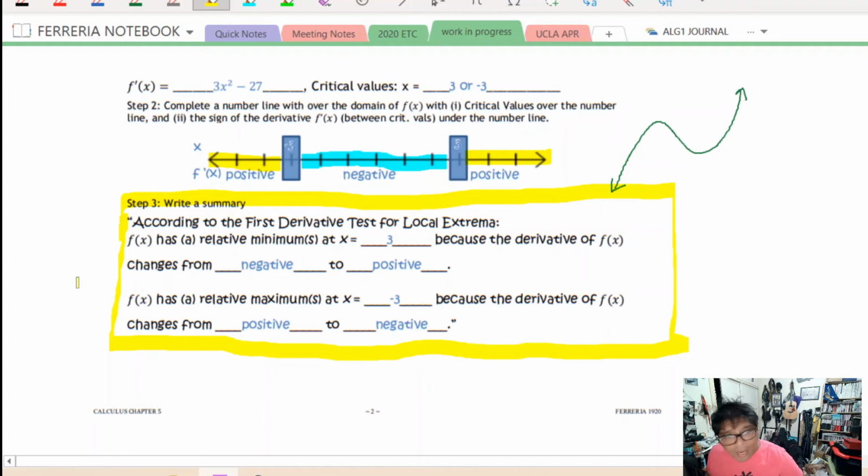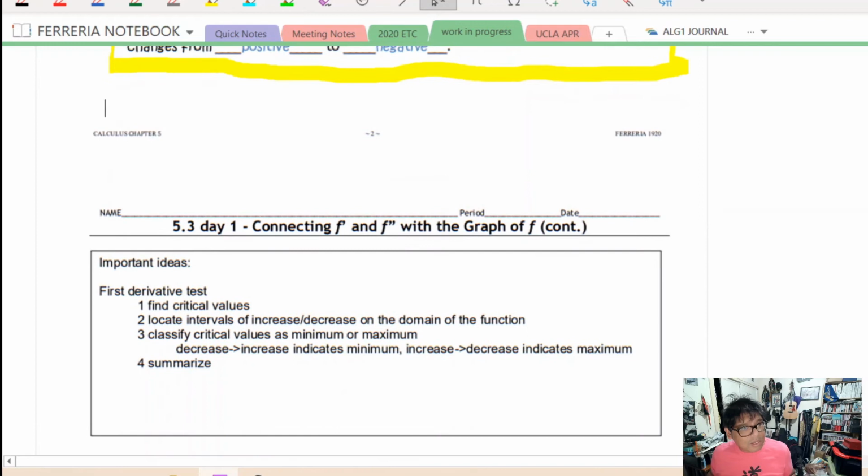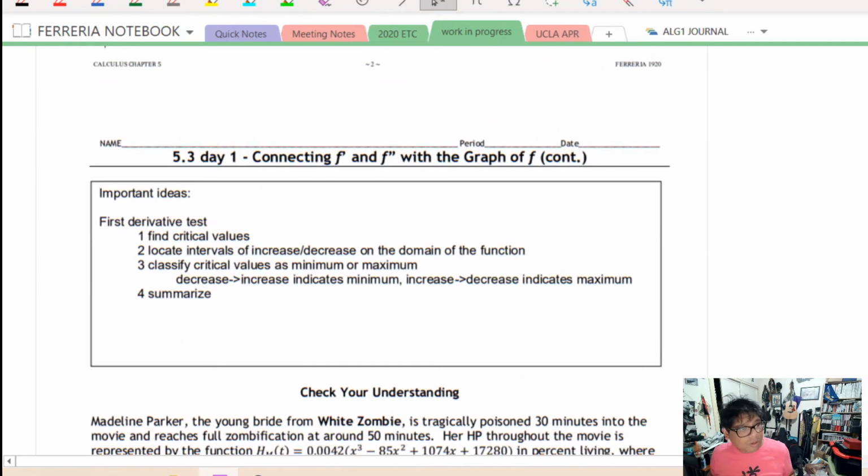Whenever you're asked to explain your work, and even if they don't ask you to explain your work, you should explain your work. Hopefully, just use this exact same sentence starter. So that's really it for this section. We're just doing the first derivative test for local extrema, and we saw how the first derivative works with the graph of f.